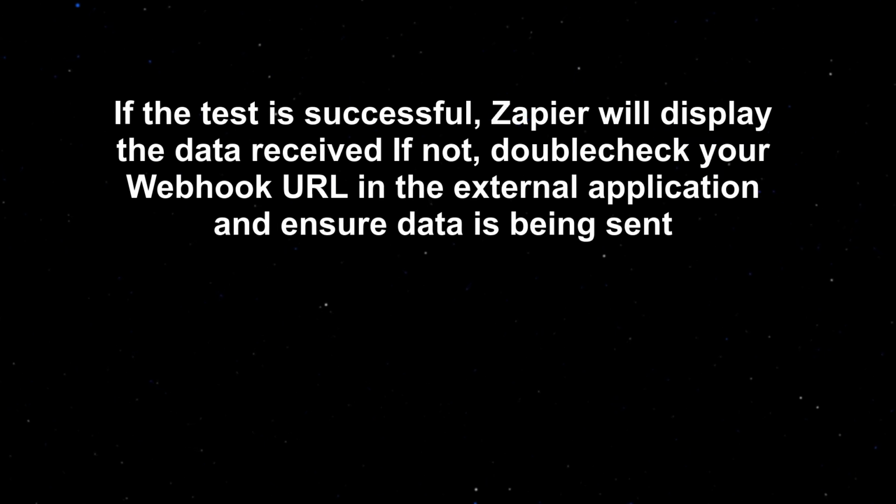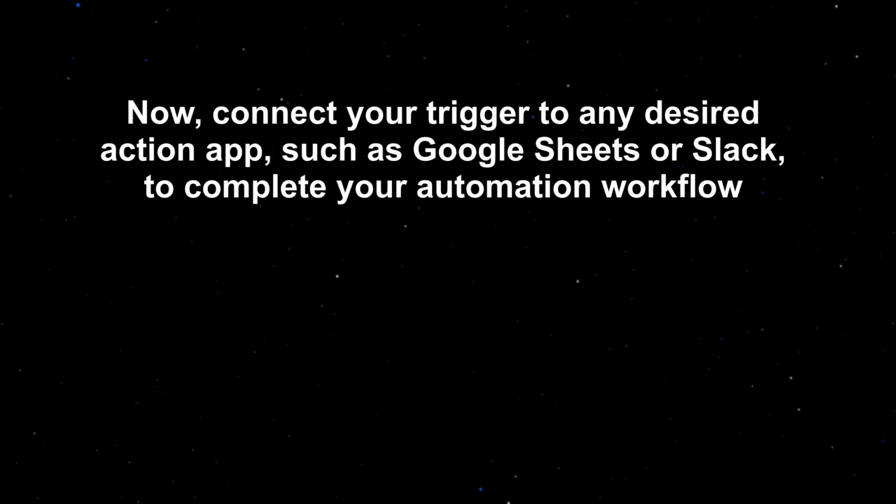If the test is successful, Zapier will display the data received. If not, double-check your webhook URL in the external application and ensure data is being sent. Now, connect your trigger to any desired action app, such as Google Sheets or Slack, to complete your automation workflow.